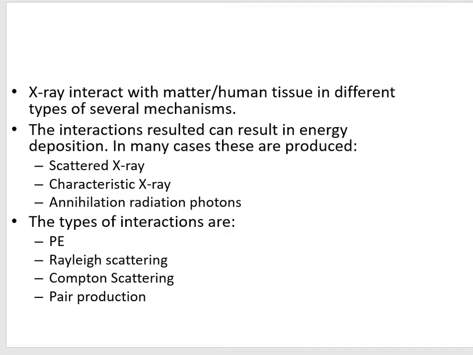In the context of radiology, there are four main interactions that need to be considered. Number one is photoelectric interaction. Number two, coherent scattering. Number three, incoherent scattering. And finally, pair production. But in radiology, only the first three are important, because for pair production to occur, the incoming photons must possess energy of at least 1.02 MeV. Diagnostic energy ranges up to only a maximum of 140 keV.